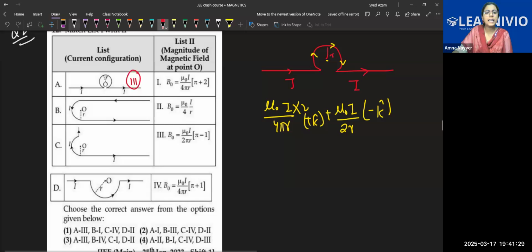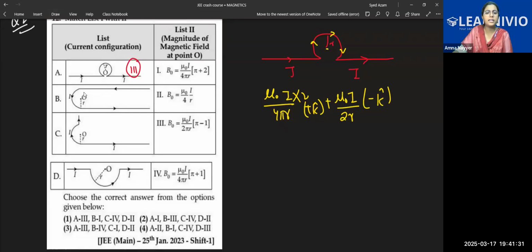The second figure: you have to find the magnetic field here. Again, these are semi-infinite wires, right? This is acting as a semi-infinite wire. So what do you write? This is R, and this is a semicircle. This is made up of 3 figures. It is like this: these 2 wires and this one. So this is actually infinite only. So 2 semi-infinite wires with a semicircle.